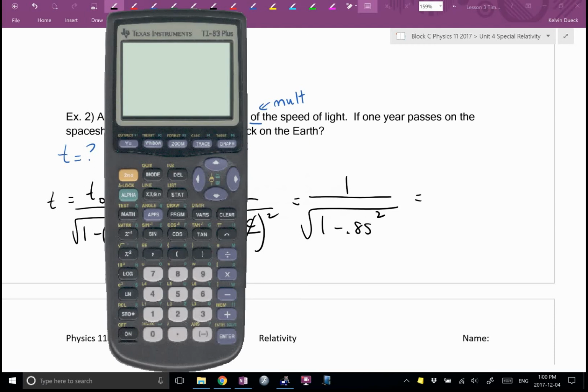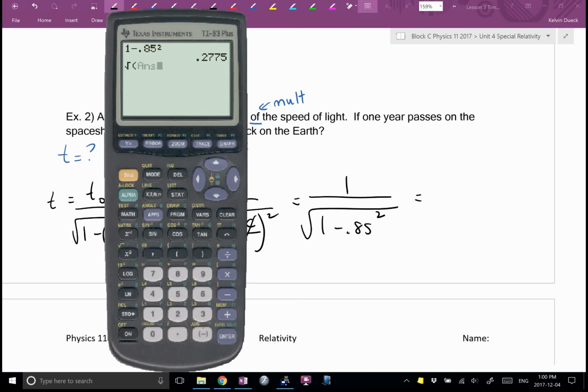I'll clear my screen. I'm going to go 1 minus 0.85 squared. I'm typing what's inside the square root. And if you do that and hit equals, do we all get 0.2775? Zoom out. Square root of that.